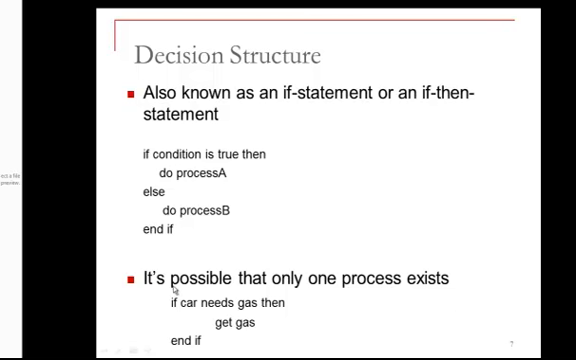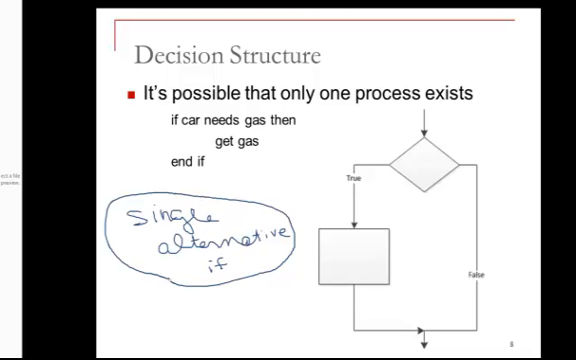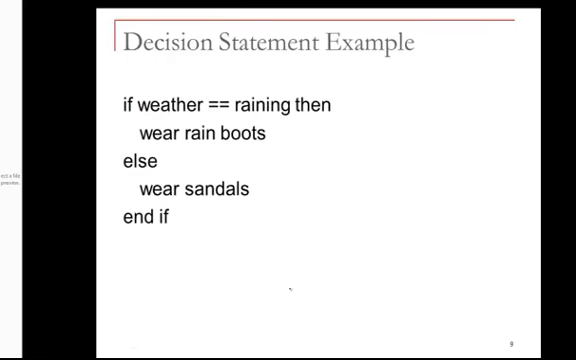Okay? It is also possible that you only want to do one process. If the car needs gas, then get gas. So this happens, I want to get gas if this is true. If this is false, I continue to do whatever I was going to do in the single flow of logic. Okay, so this is what this one process looks like. This one process I'm going to call single alternative if. You're going to do something if this statement is true, nothing if it's false, and then it comes back together to a single flow. Okay.